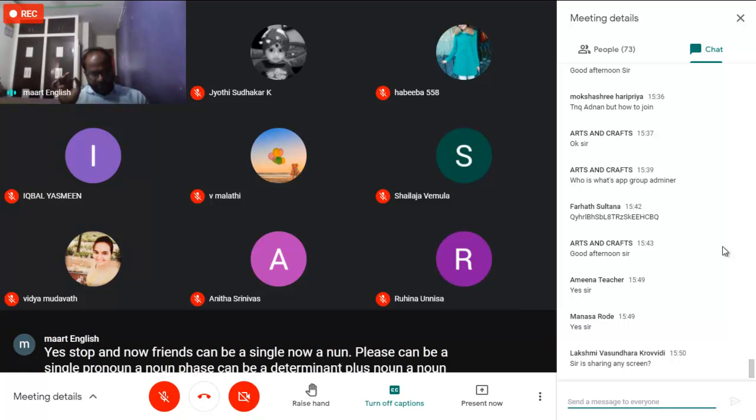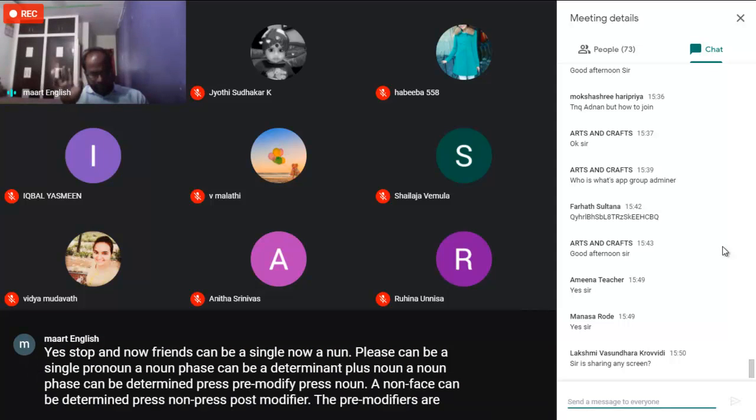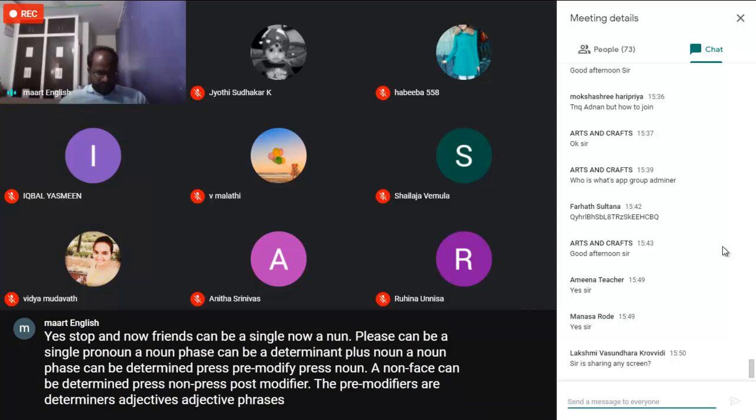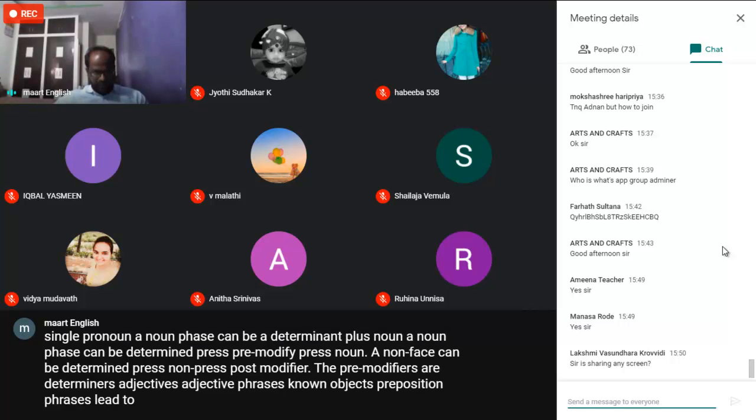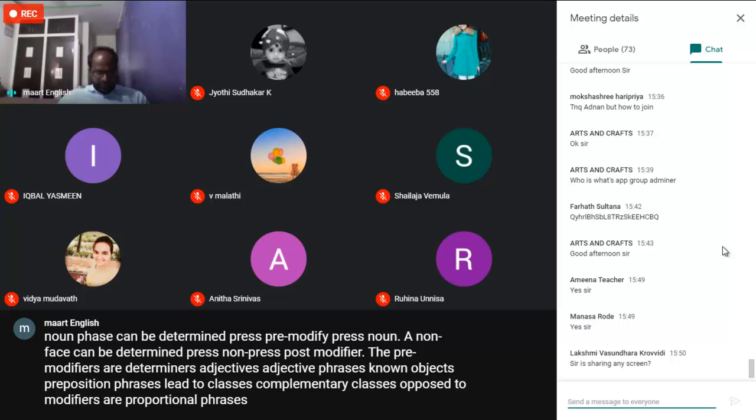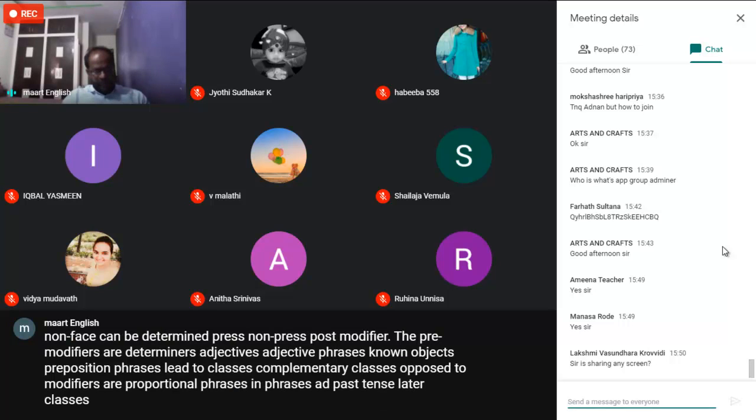The pre-modifiers are determiners, adjectives, adjective phrases, noun adjectives, prepositional phrases, relative clauses, complementary clauses. The post-modifiers are prepositional phrases, ing phrases, past participle phrases, relative clauses, and complementary clauses.